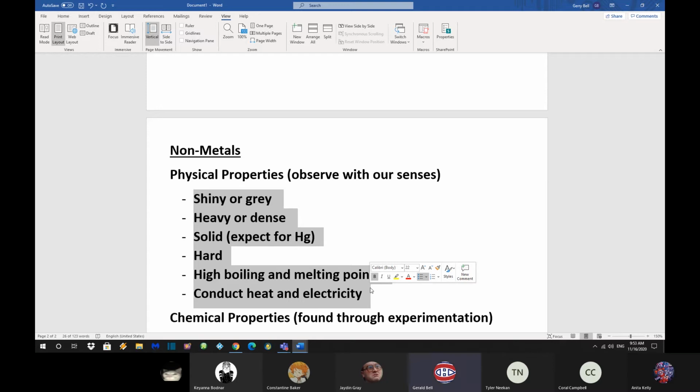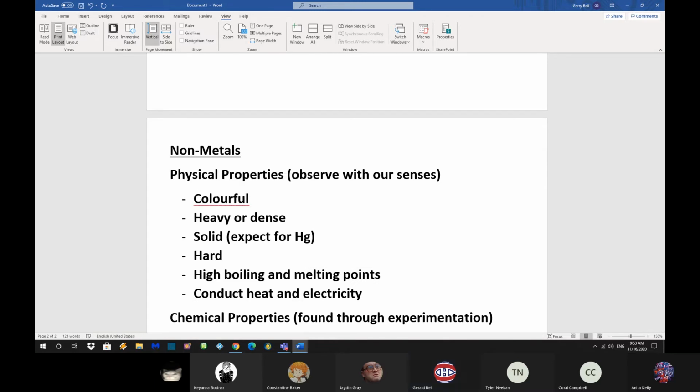So we said that metals were shiny or gray, essentially. When we get the nonmetals, they're actually very colorful. They mentioned sulfur in our textbook, which was yellow. You got chlorine gas that can be green, bromine and iodine can be brown, red phosphorus, white phosphorus. There's a whole bunch of different ones. So instead of putting shiny or gray, we're going to put colorful. And that's spelled properly.